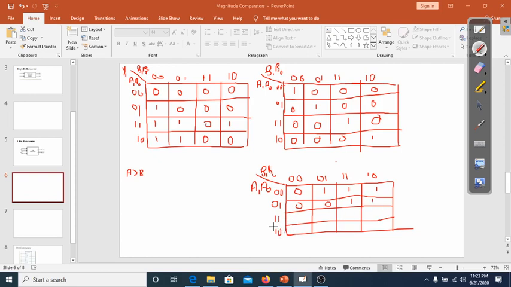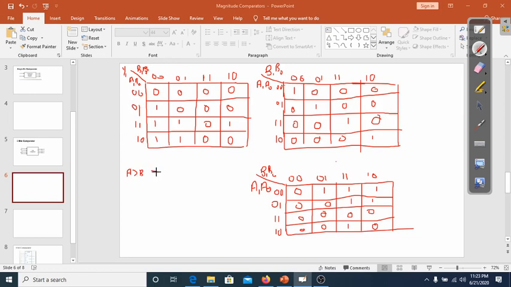So here A is greater than B, A is greater than B, A is equal to B, A is greater than B, I will plug in 0 here. Here A is greater than B, A is greater than B, A is less than B, I will plug in 1 here. So here A and B are equal. Now first solve this K map when A is greater than B.